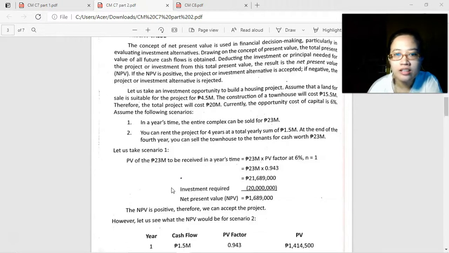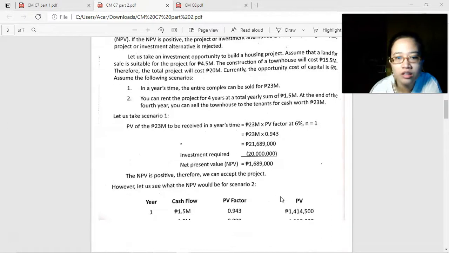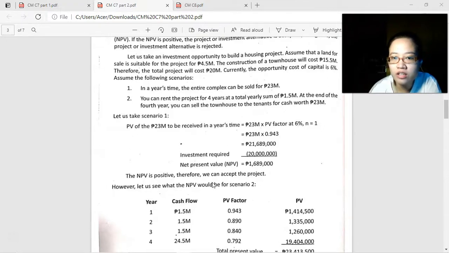Okay? Let us take scenario 1. Present value of the 23 million to be received in a year's time. So, ang present value factor ng 6% at 1 year is 0.943. Tapos, ito yung kanyang present value, 21,689,000. Tapos, yung investment required is 20M. So, ang net present value niya is 1.6 million lang. Okay? NPV niya is positive, therefore, we can accept the project. Pero kung pipili ka kung alin ditong scenario, syempre, mas pipiliin mo yung mas mataas ang NPV.